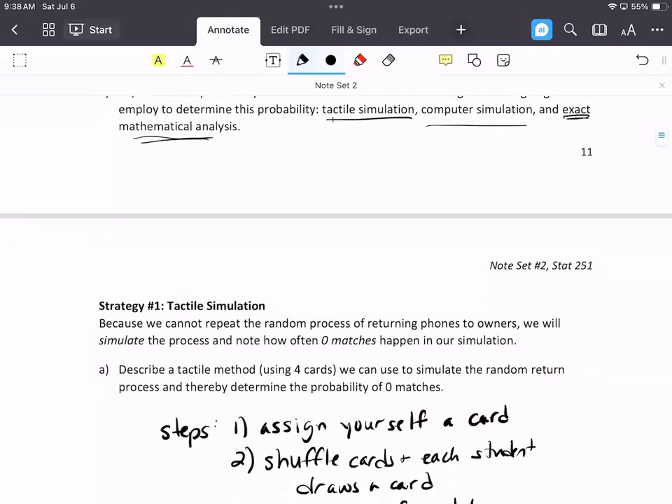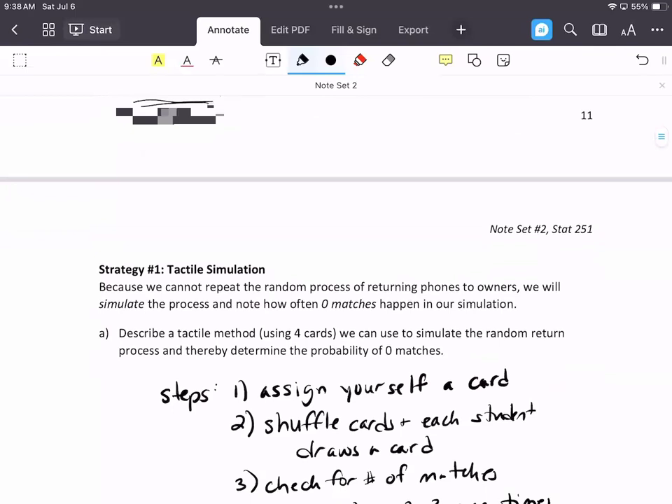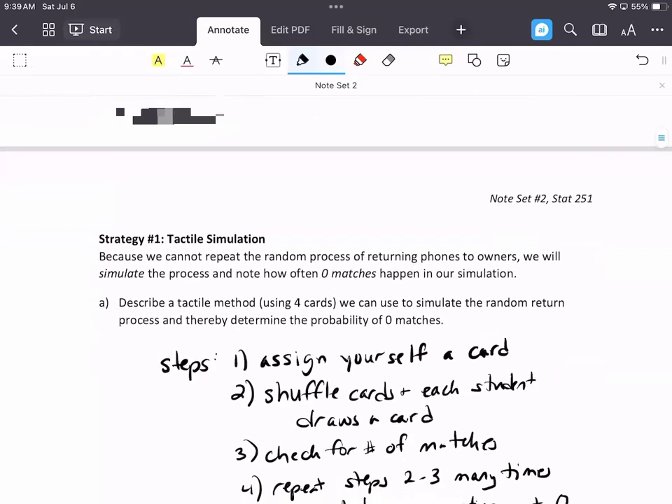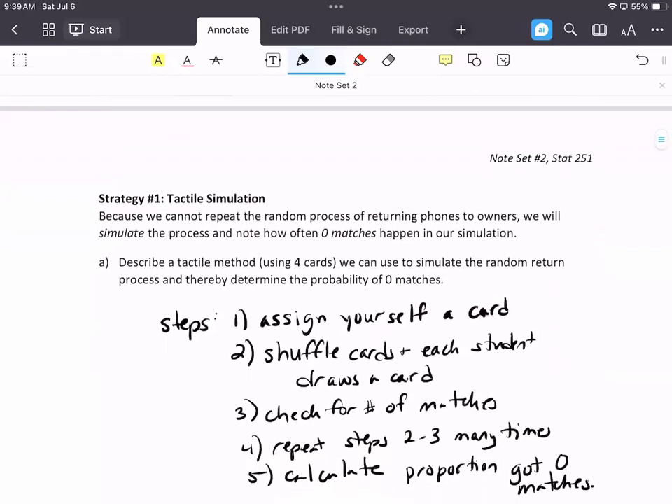Each student gets a card. Then you're going to check to see the number of matches. So in this case, there were 2 matches. I got mine, and the person with the 7 beside me got theirs. And we'd record that. And then we repeat steps 2 to 3 many, many times. Now in class, when I'm doing a live class, we do it 5 times total. And then we calculate the proportion of those times where we got 0 matches.